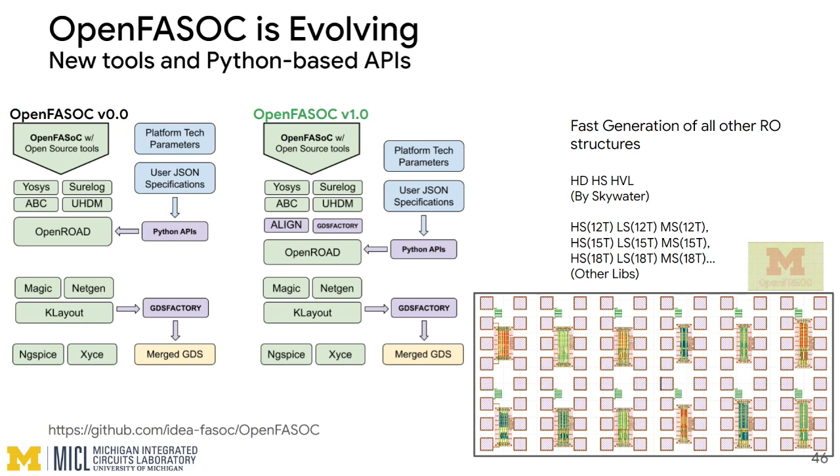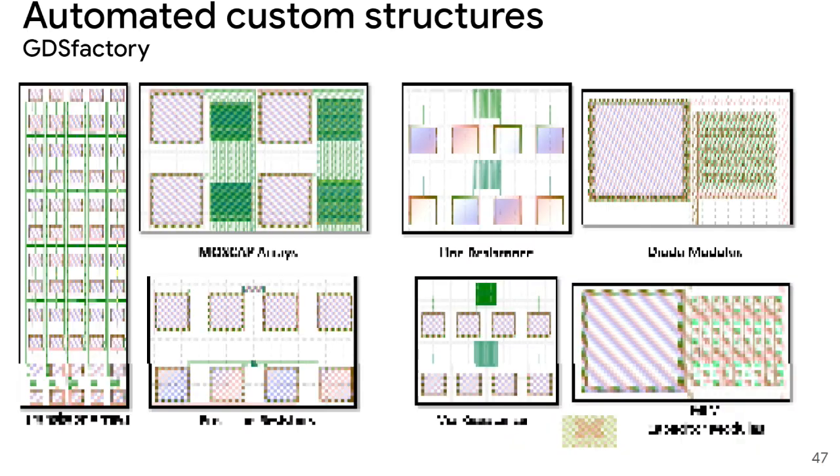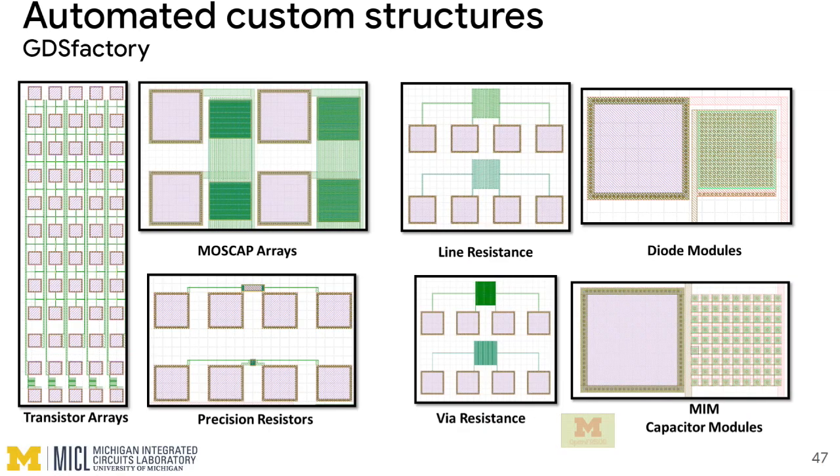But this is very enabling because we did this tape out in a month and a half, while it would have taken 6 months or a year for NIST to do this type of work. So this is the second version of OpenFASOC. But then the most interesting part is when you have to do much more customized structures.